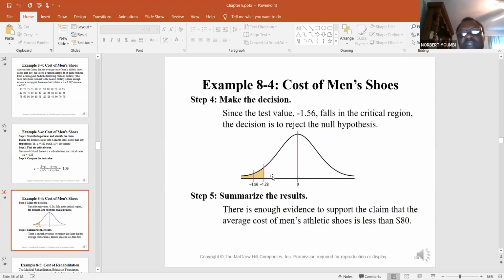Negative 1.56 is in the rejection region. So we reject the null hypothesis. We reject the null hypothesis, and the claim was not the null hypothesis, so we can support the claim. There is enough evidence to support the claim that the average cost of men's athletic shoes is less than $80.